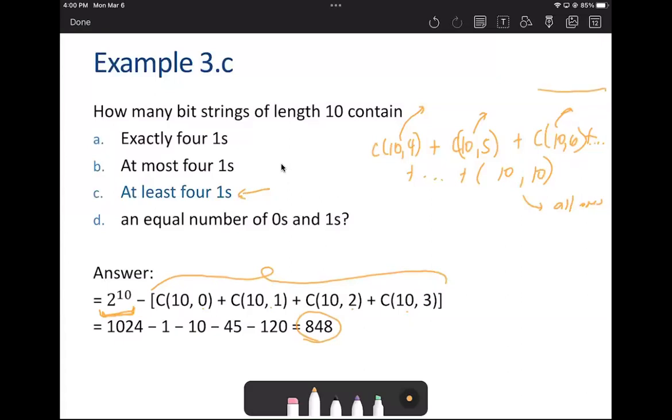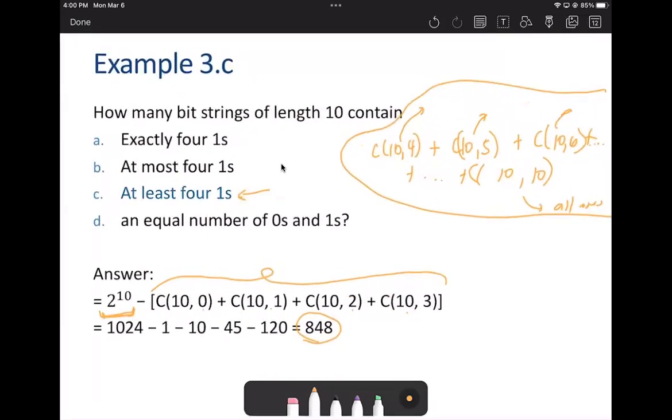But you can also use this formula, okay, wherein you compute for a combination from 10 taken 4 until combination of 10 taken 10, right? So for example, what if you have a bit string of length 100 and it says at least 4 ones? Will you compute from combination of 100 taken 4 until combination of 100 taken 100? So the fastest thing that you can do is to use the principle of complement.